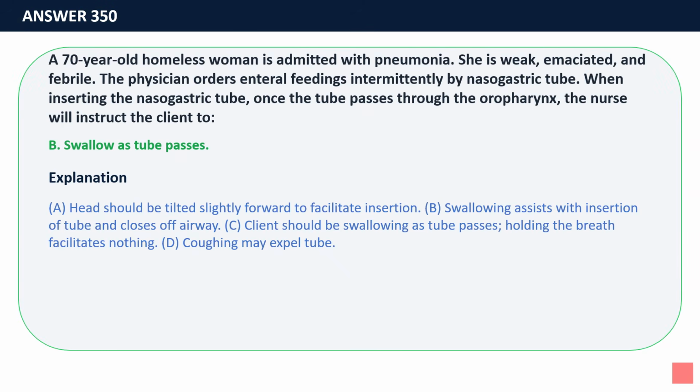Answer: B. Swallow as tube passes. Explanation: A. Head should be tilted slightly forward to facilitate insertion. B. Swallowing assists with insertion of tube and closes off airway. C. Client should be swallowing as tube passes, holding the breath facilitates nothing. D. Coughing may expel tube.